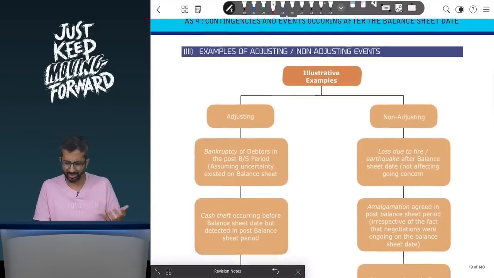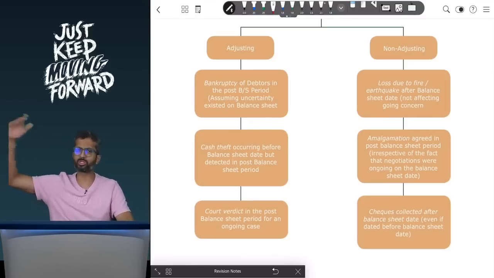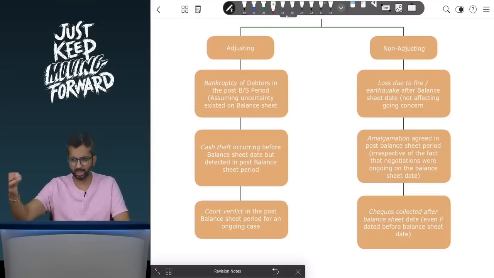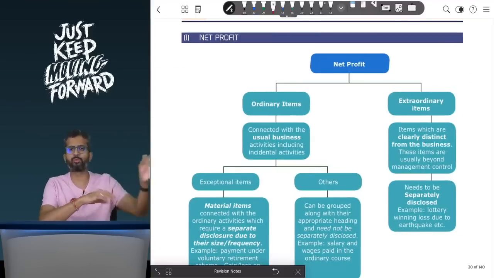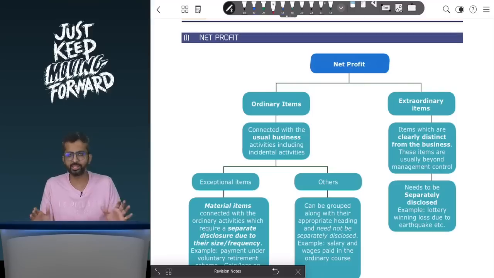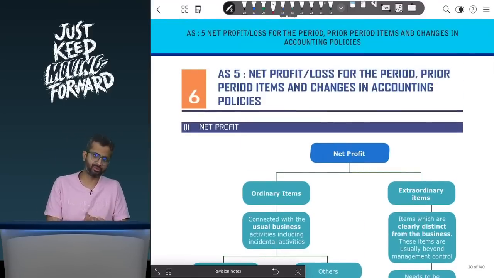A few examples have been discussed regarding adjusting as well as non-adjusting events. As we discussed, a few examples regarding adjusting event. Non-adjusting events can be loss due to fire, earthquake, even an amalgamation or absorption which is agreed in the post balance sheet period is a non-adjusting event, or checks collected after the balance sheet date. Even if the dates on those checks were before the balance sheet date, you have not collected them and hence they are non-adjusting. Fair. Next, you go to the next accounting standard, that is AS5.